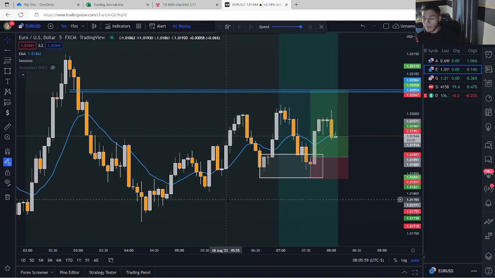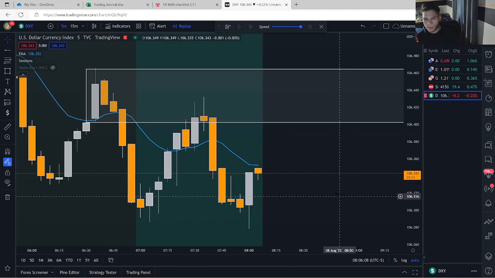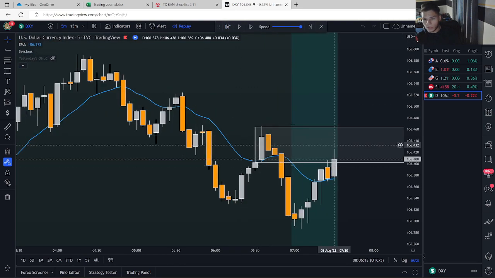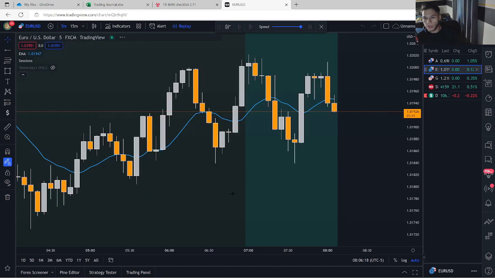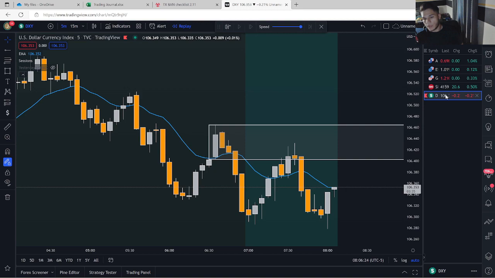What I also saw that gave me confluence and confidence to take this trade is that I saw kind of the same setup on the dollar index right here. So this supply on the dollar index is basically the big demand on Euro USD that I marked up. And you know, the dollar index is basically kind of the opposite of Euro USD. So when I saw that, it gave me even more confidence. I see that it usually works out whenever both things are happening simultaneously between the dollar index and Euro USD.